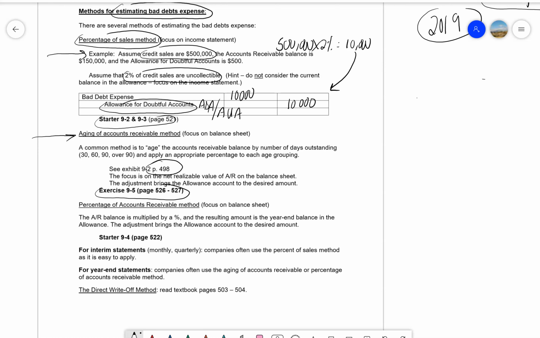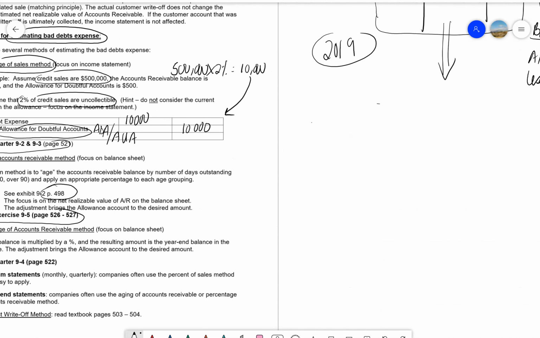Now let's have a look at exercise 9-5. In this question, we're given the information at the end of 2020 before we have made any adjustments. So let's just draw those T accounts for exercise 9-5.